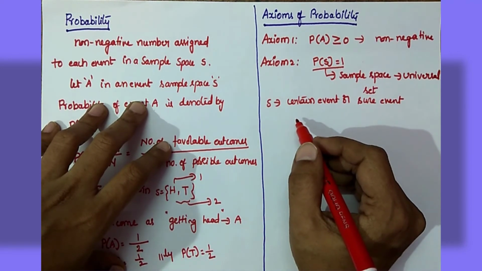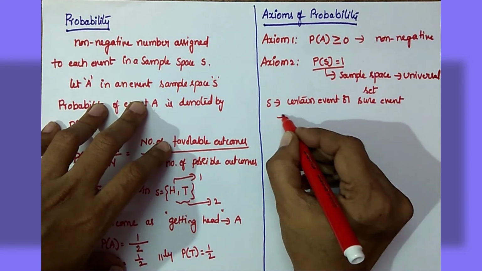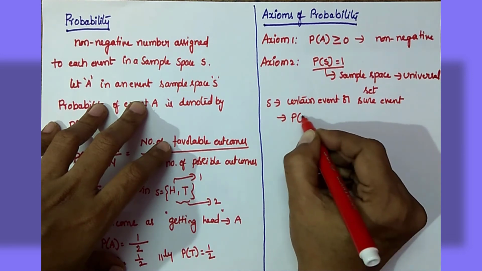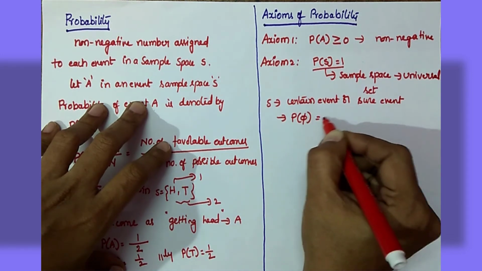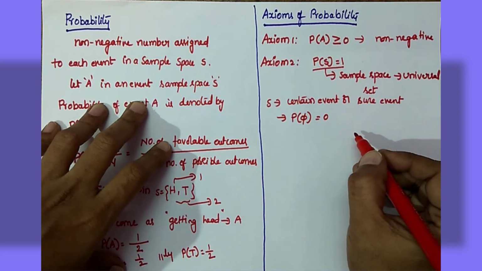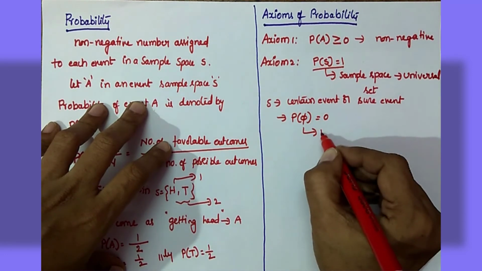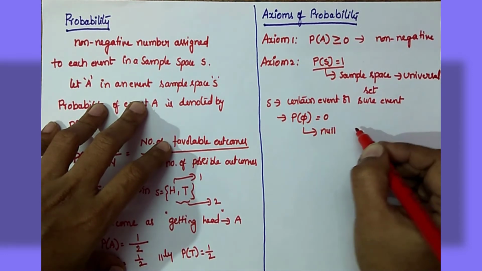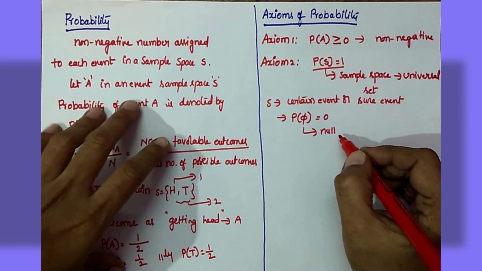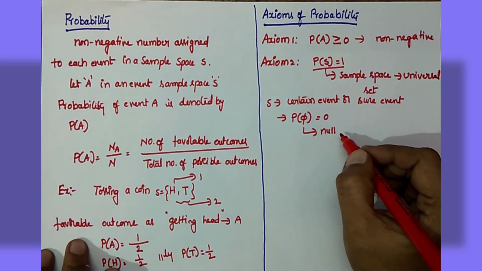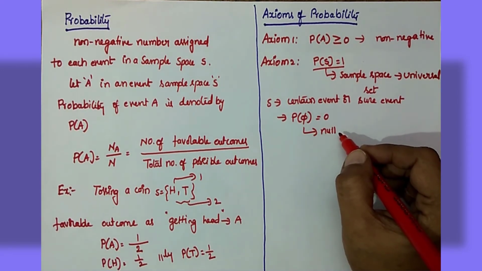Then under axiom 2, we have another point, P of phi is equal to 0. What is actually phi? We know it represents null. So the probability of the null event or impossible event is always 0. I already explained null is an example of an impossible event. So the probability for the null event or impossible event is always 0.